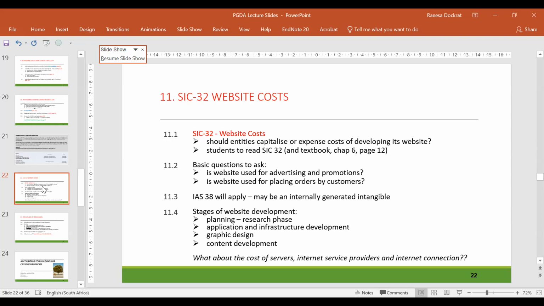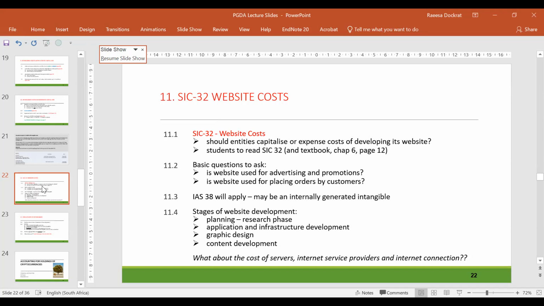So to summarize, SIC 32 relates directly or specifically to websites, okay? And you have to follow the same definition and recognition criteria in IAS 38 together with the additional criteria that you'll find under the standard SIC 32, which basically differentiates between the planning or research phase and the different development phases. Costs can only be capitalized under the development phases, and you stop capitalizing as soon as the operation phase begins.